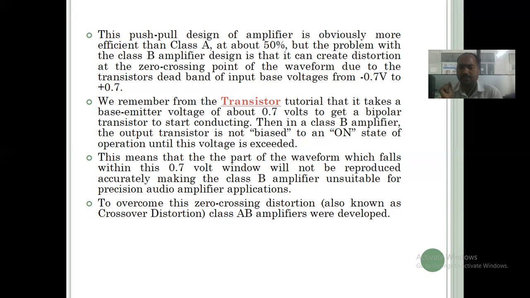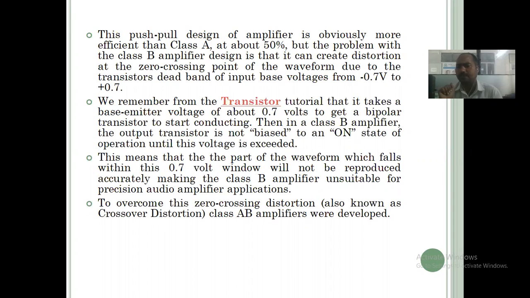This will be happening in case of class A amplifier. And another thing, efficiency, whatever the output means, output divided by input ratio, that is less in case of class A type of the amplifier. Due to that, we have to design the class B type of amplifier, which is more effective than class A, but some problems come when we use the class B type of the amplifier.